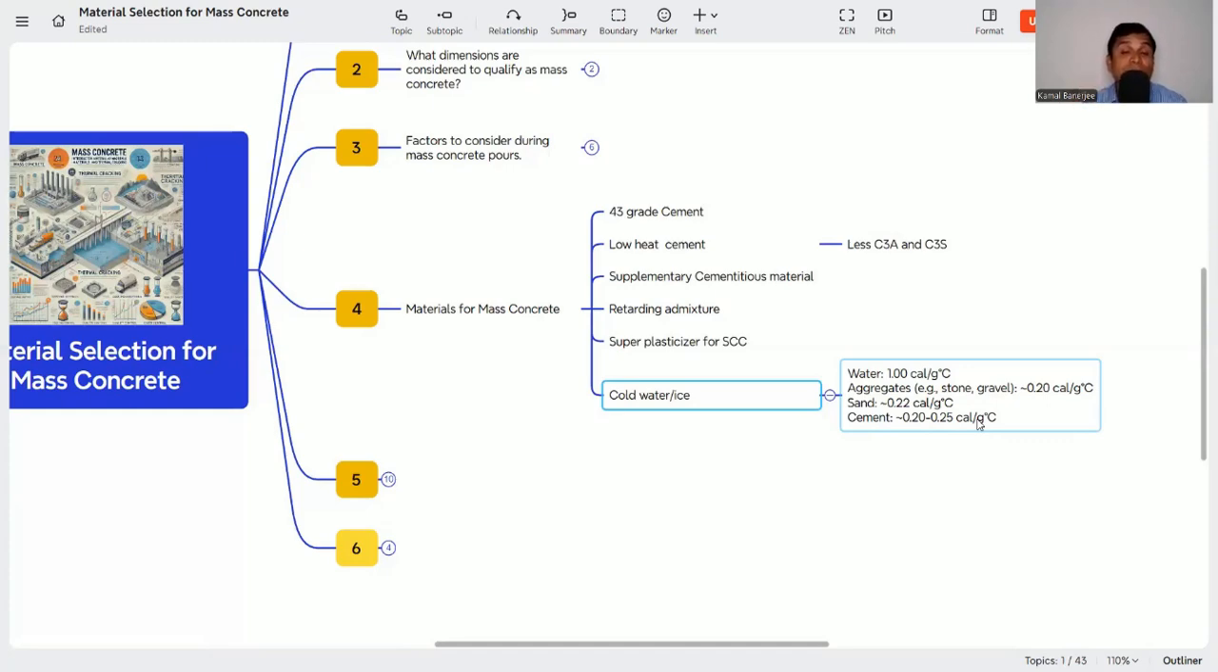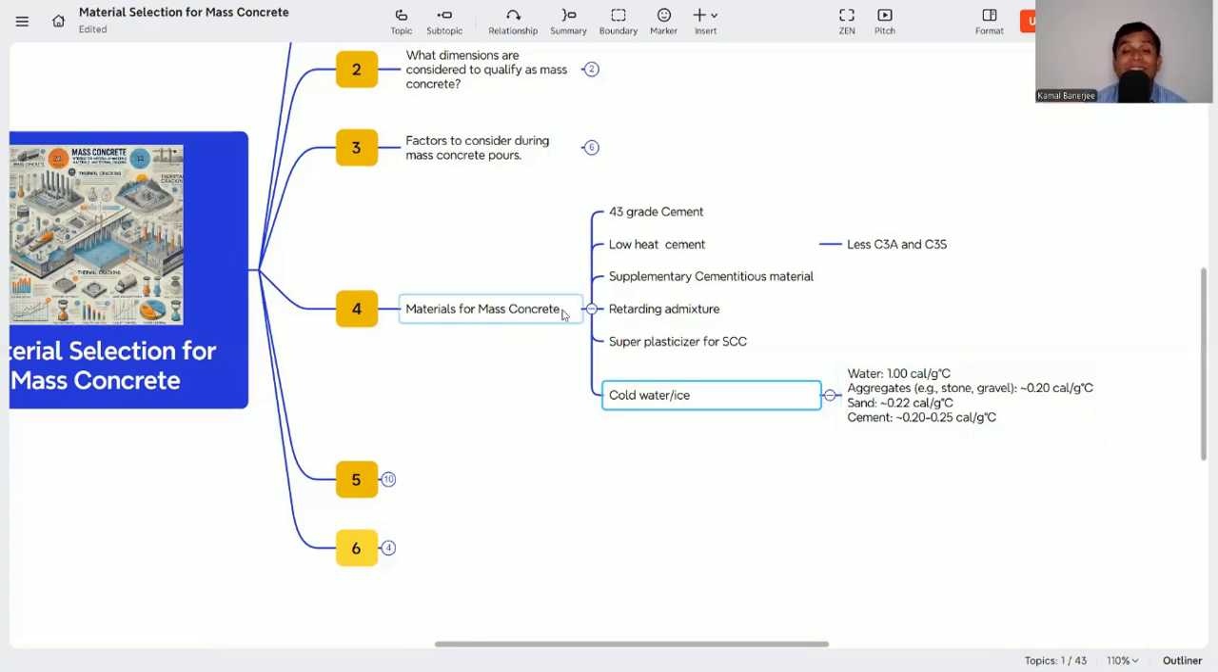So in this way we can reduce the pouring or placing temperature, so that the peak will not be that much, there will be no thermal gradients, and the maximum or peak temperature will not arise. Then our concrete will be safe. So these are the materials for mass concrete.